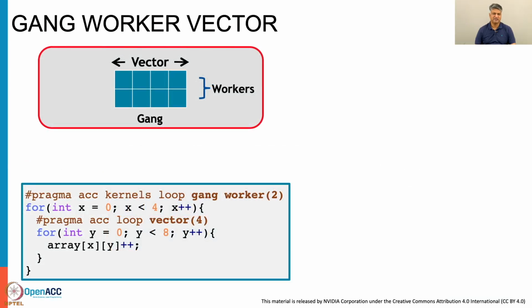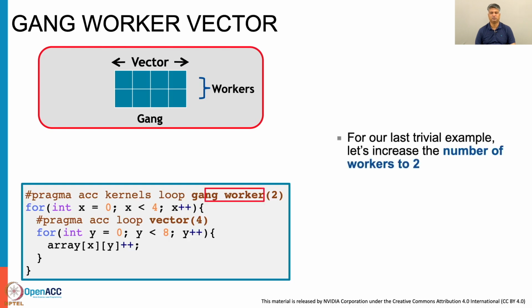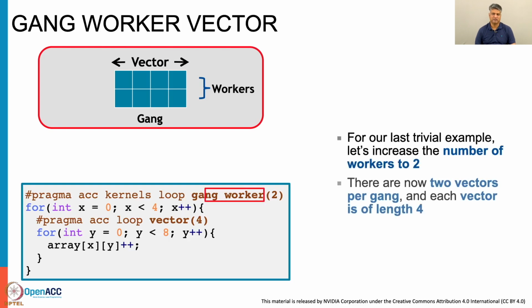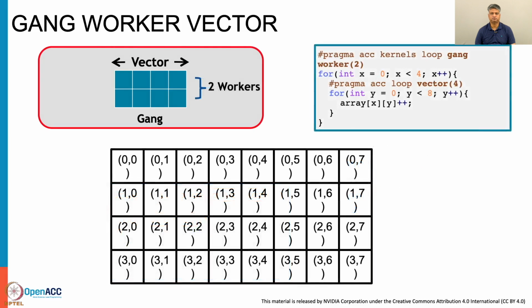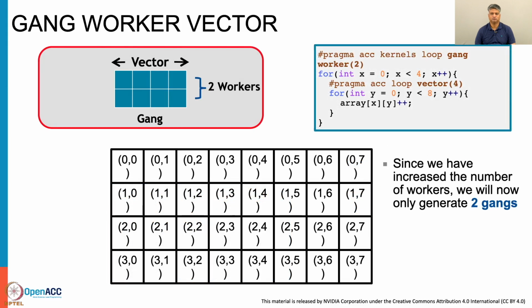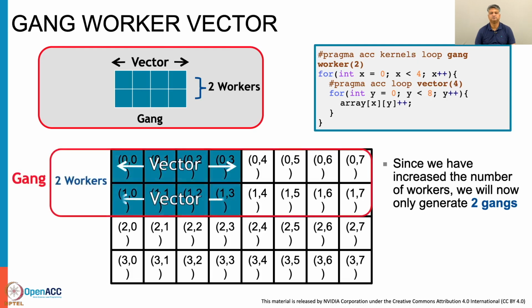Now, if we say that we have 2 workers per gang and a vector length of 4, now let's see what happens. Since we have increased the number of workers, we will now be only generating 2 gangs. So you'll have 2 workers, vector length of 4, and this is how the program will proceed.